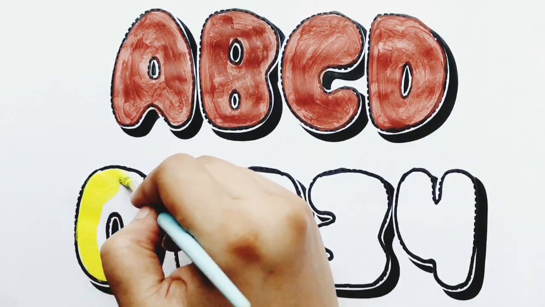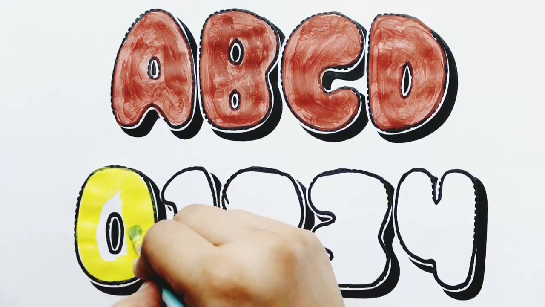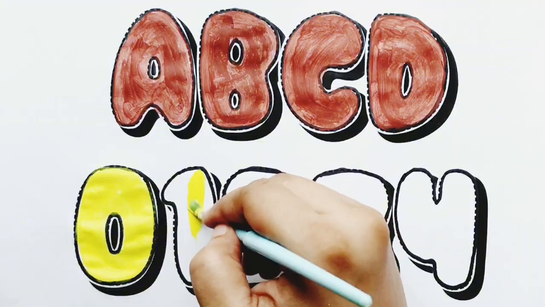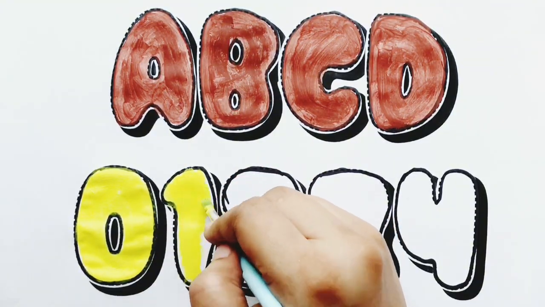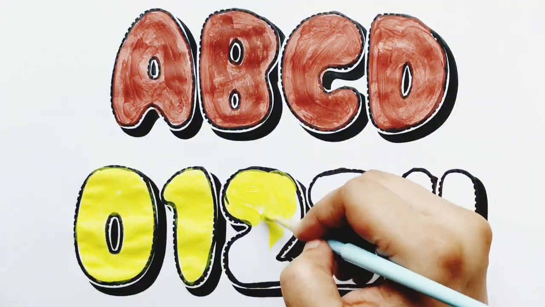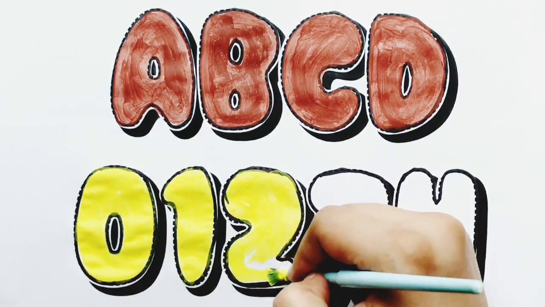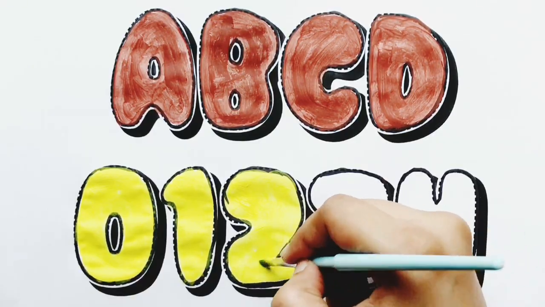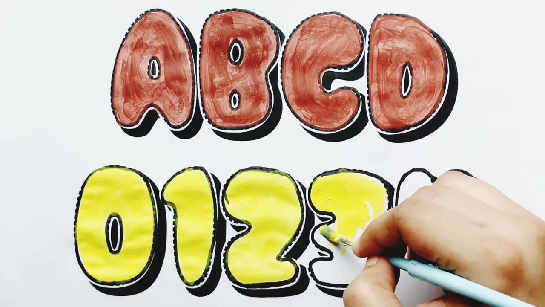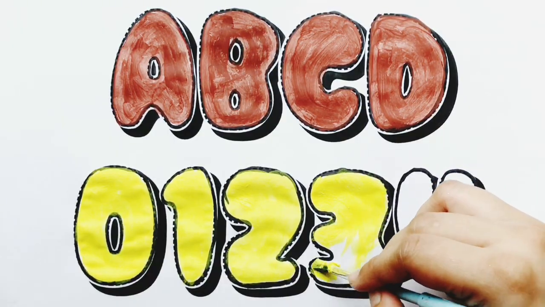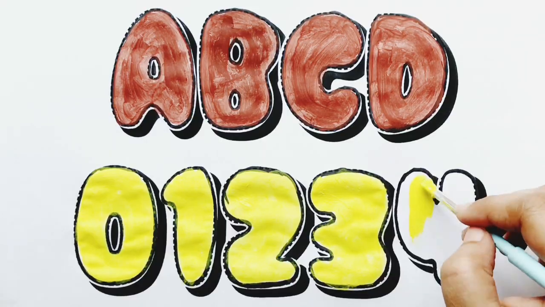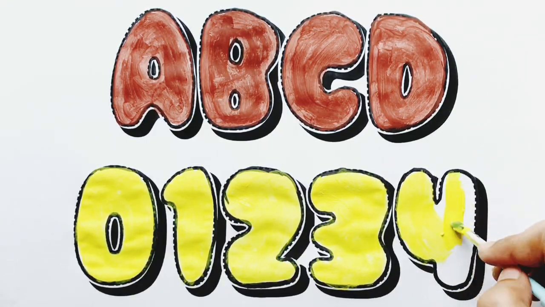Yellow color number 0. Number 1. Two. Number 3. And 4.